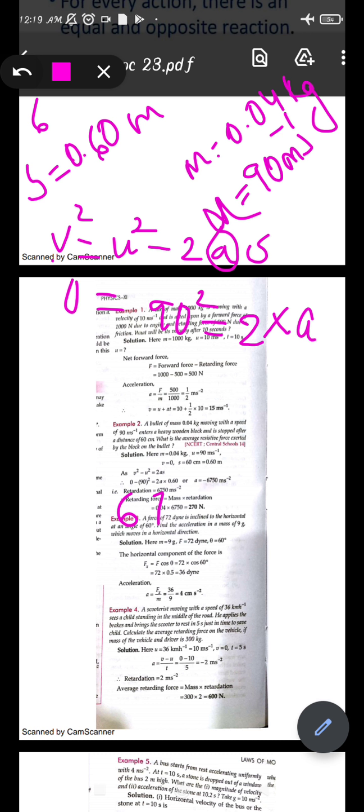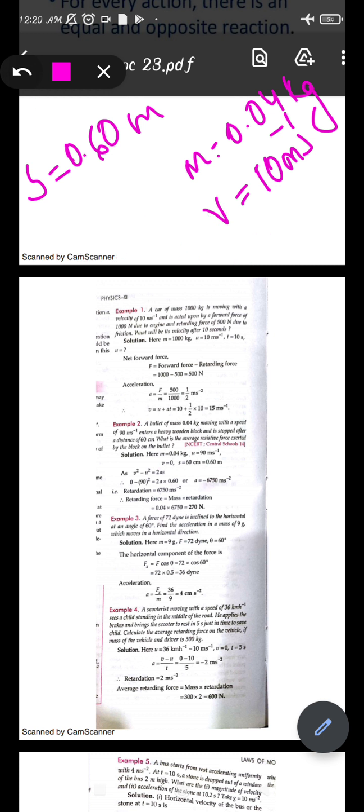So we have to find out the retarding force, that is mass into acceleration. Force is equal to m into a. Mass is given as 0.04 kg and acceleration we found just now, that is 6750 meter per second square. So we just have to multiply both the values, and we get the force in the unit of Newton.